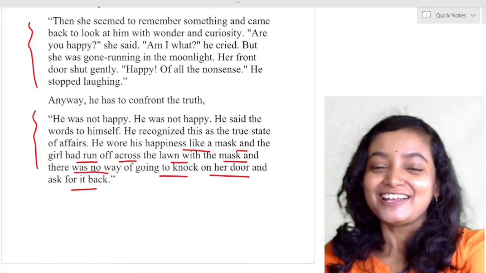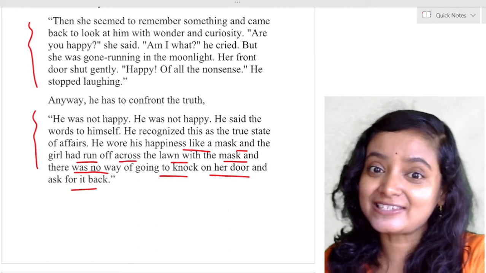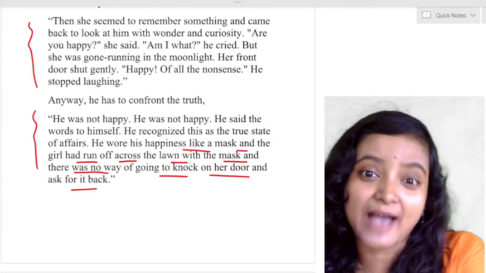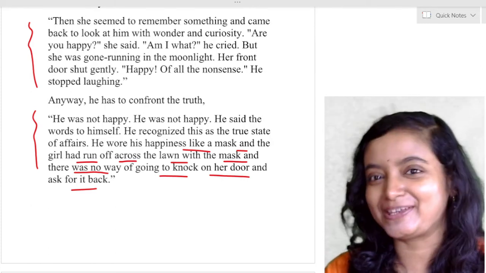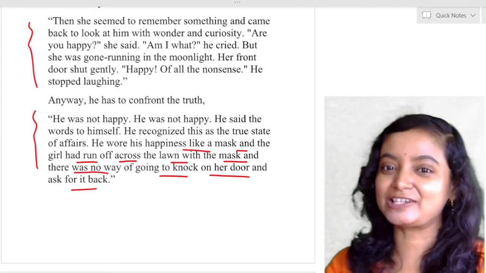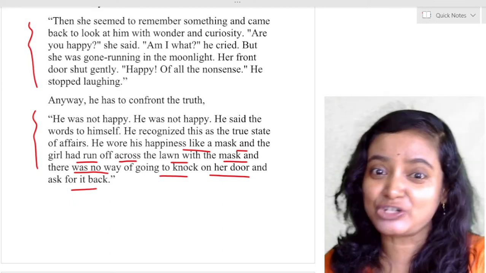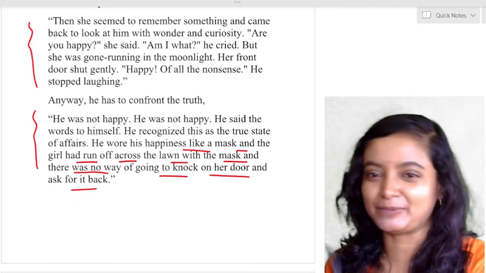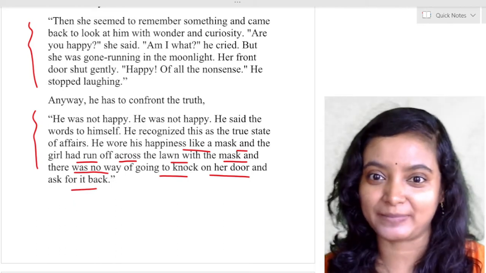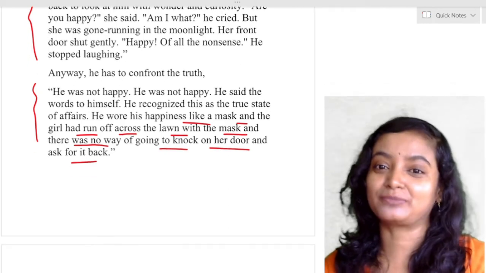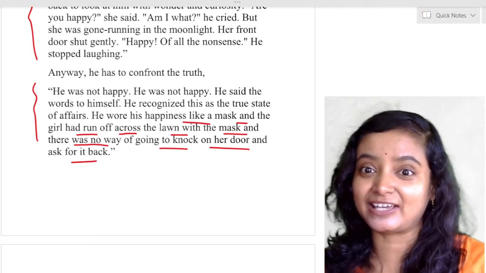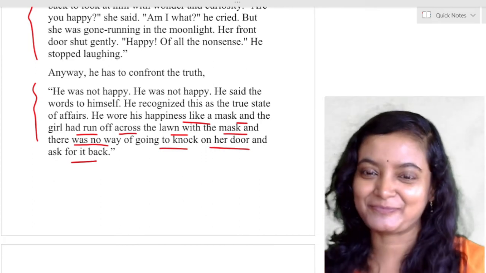Wow! What an expression. The girl has stripped off the mask he always wore of happiness. He always tried to look happy, happy, happy. But the girl has stripped off that mask, and there is no way that he can go back and knock at her door and ask, "Give me my mask back. I want to be happy." That is not possible. Once that mask is stripped away, you cannot regain it and paste it on your face.